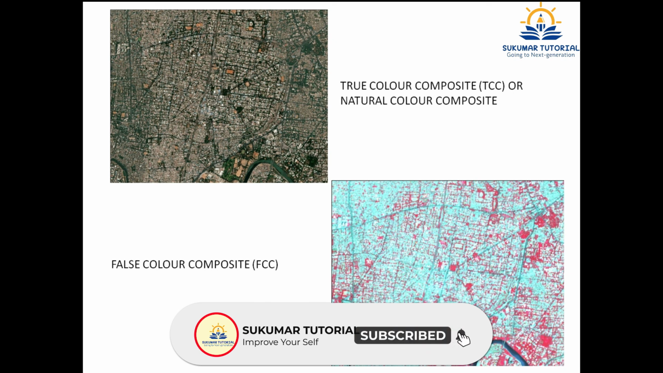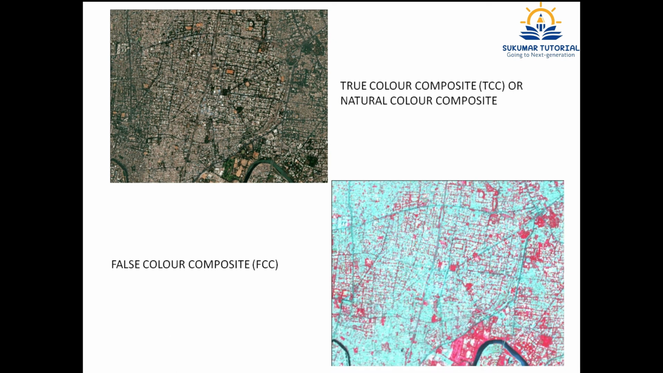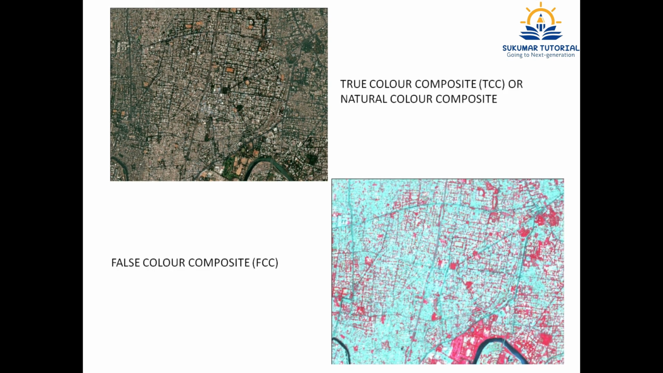This is a scene where you are seeing a true color combination on the left side. Top left is a true color composite. As if you are seeing from the sky, you can just see it, all vegetation in green color, built up area in grey color and water bodies in blue color. So this is the true color composite on the left side. Bottom right is the false color composite, because the vegetation is shown in red color and built up area is in light blue color. So these are all the basic things.